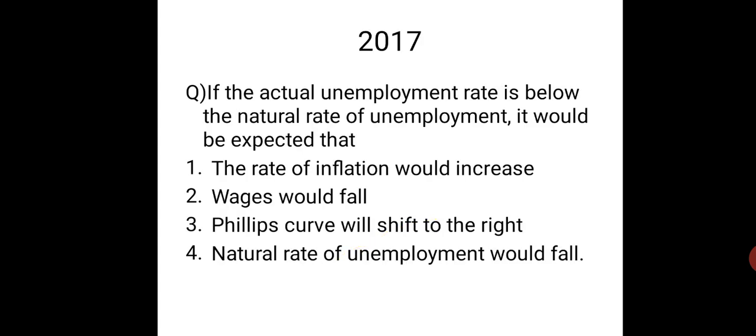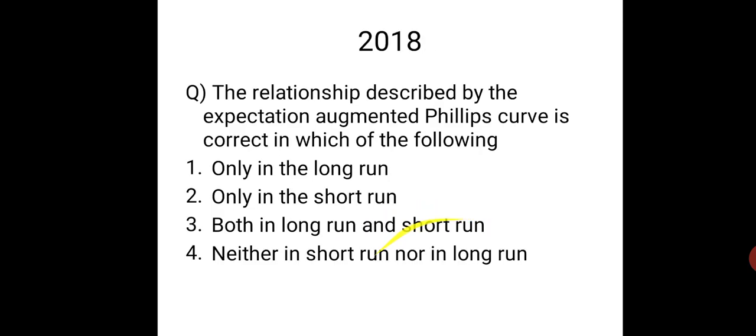Next question, which has appeared in 2017 UGC NET paper. If actual unemployment rate is below the natural rate of unemployment, it would be expected that... So we know that there is a natural rate of unemployment which sticks around 5.5% according to AW Phillips curve. Now we are saying that if actual unemployment is below this natural rate of unemployment, as I said, any effort to reduce the unemployment from its natural rate will only put pressure on price, right? So the answer is very direct here, which is a kind of repetition that I have been doing so far. The rate of inflation would increase. Okay, so the answer will be 1.